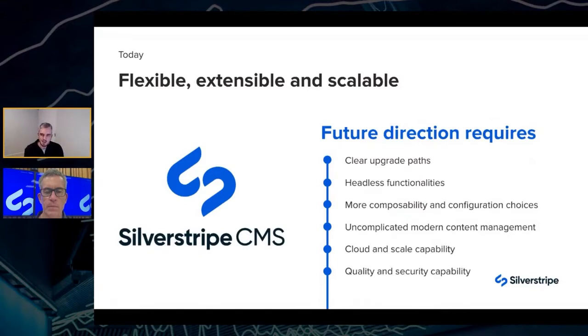Something that we are going to need for Silverstripe to be a core part of our future is more composability from the CMS and more configuration choices from the CMS, so the ability to recognize the needs of a modern content era. It's uncomplicated, modern content management. This is what our future direction requires. And of course, to be technologically relevant in the present day, we need cloud and scale capability, and we need quality and security capability, because we're holding on to these ideals that inspire us today.